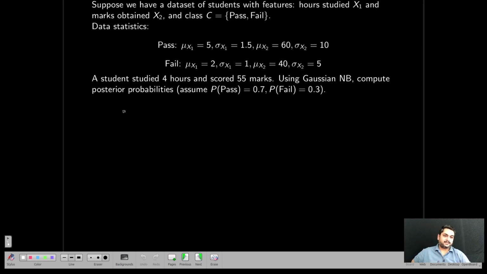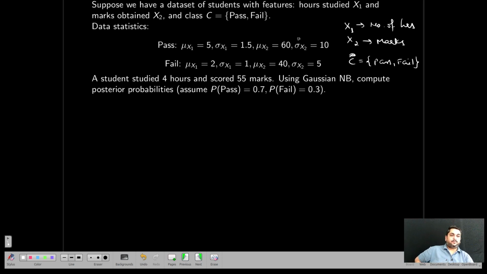So let us take an example. Suppose we have a data set of students with features x1 and x2. x1 indicates the number of hours studied, say per week, and x2 indicates marks. With these two features, they are asking you to predict which class they belong to, whether it is pass or fail. So there are two classes, pass and fail.